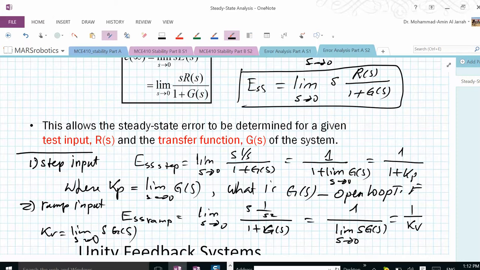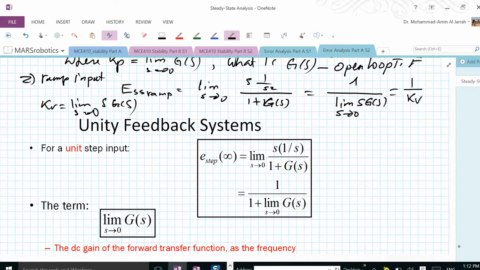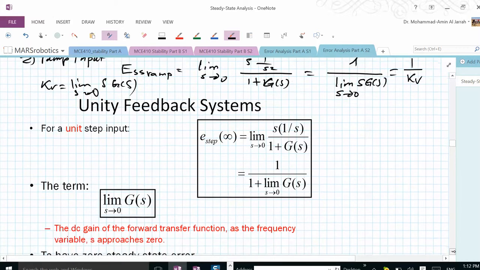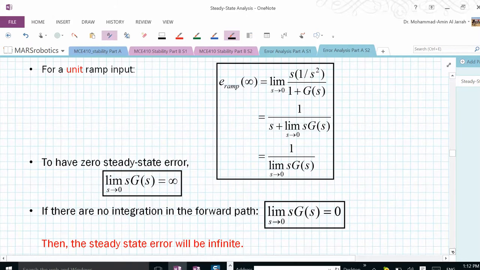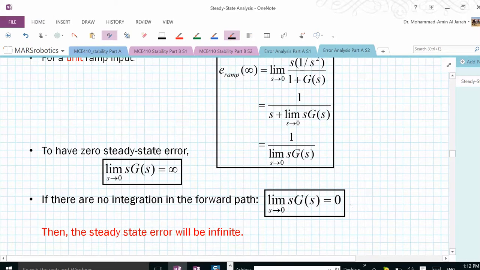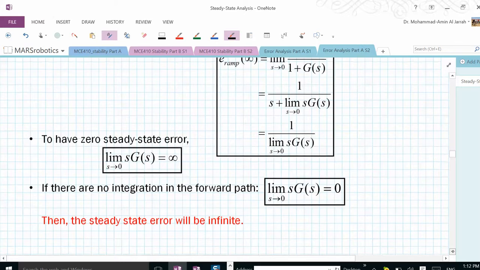And I leave the ramp and the parabola to you. It is the same thing, right? So for a unity feedback system, and this is all for a unity feedback system, I already discussed this material. And this is for ramp input, and this limit s G(s) we called Kv.